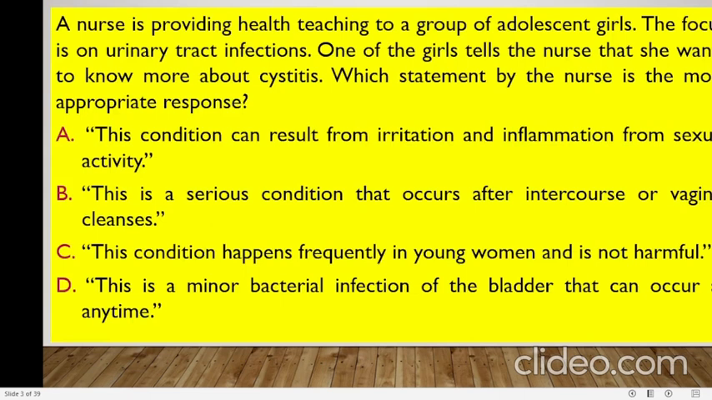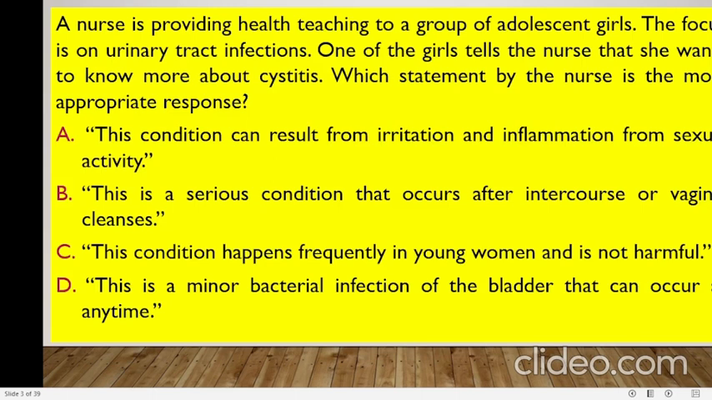So here, guys, we have a patient. A nurse is providing health teaching to a group of adolescent girls. The focus is on urinary tract infection. One of the girls tells the nurse that she wants to know more about cystitis. Which statement by the nurse is the most appropriate response?